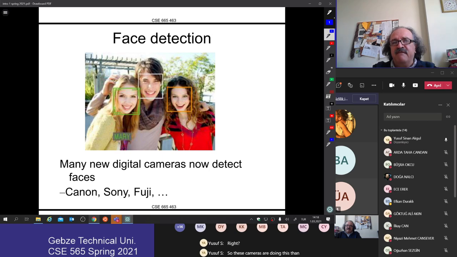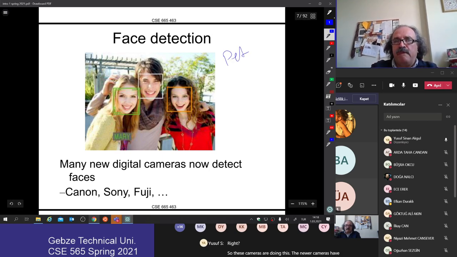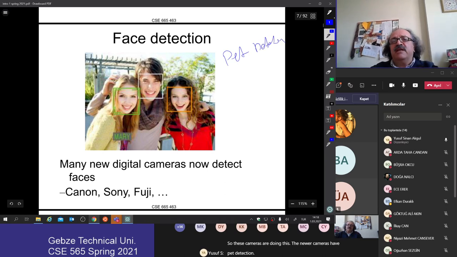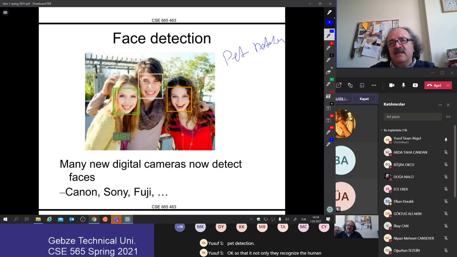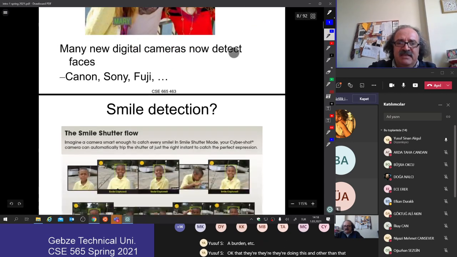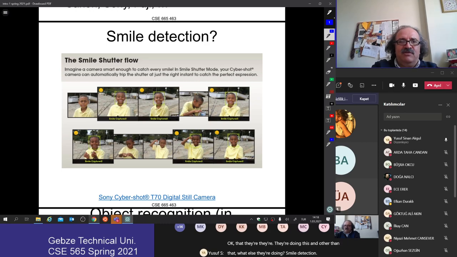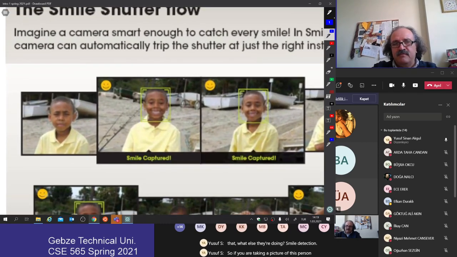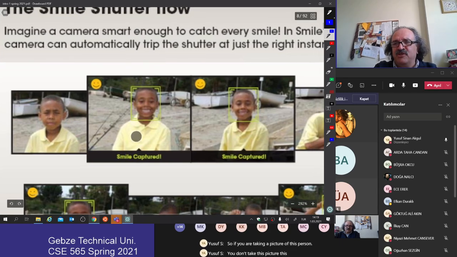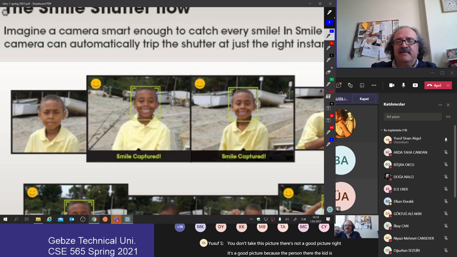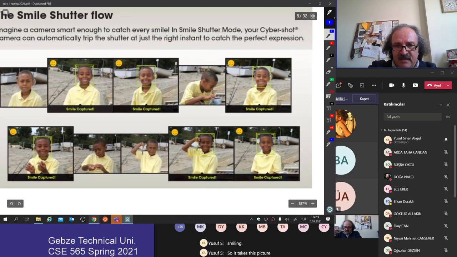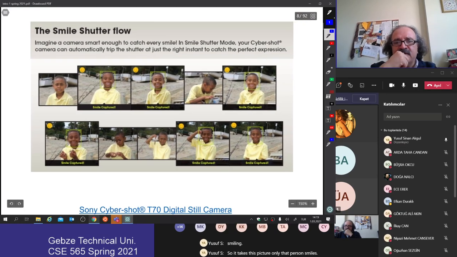The newer cameras have pet detection. Not only do they recognize the human faces, they detect the pet faces like the cats and dogs and birds, etc. And other than that, what else? They are doing smile detection. So if you are taking a picture of this person, you don't take this picture. This is not a good picture, but it's a good picture because the kid is smiling. So it takes this picture only when that person smiles. Okay, so that's a good application of computer vision again.